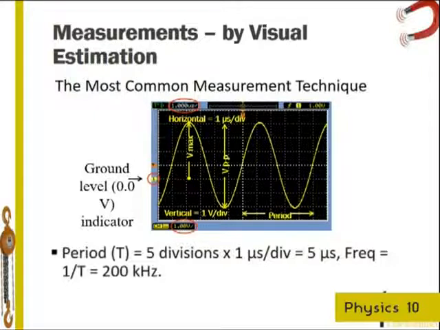So that would be 5 divisions. And you can see that it's actually 1 microsecond per division. So what we have here is that the time period is 5 microseconds. And therefore the frequency is just going to be equal to 1 over the period. So it's going to be 1 over 5 microseconds. And that gives you a value of 200 kilohertz.